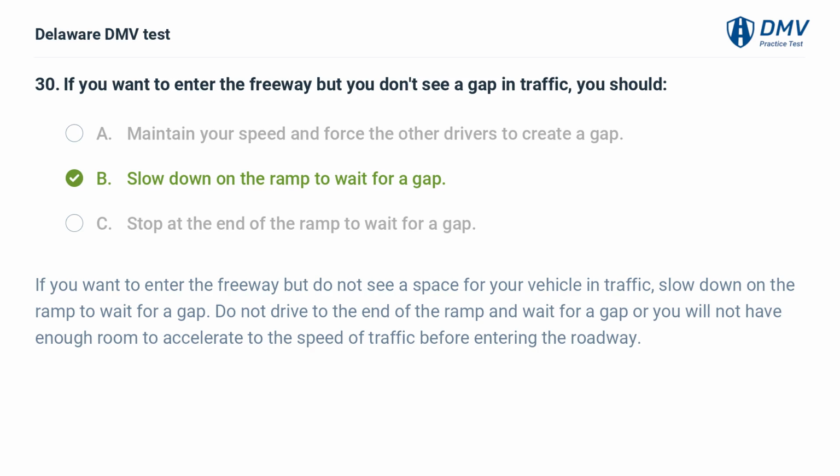If you want to enter the freeway but do not see a space for your vehicle in traffic, slow down on the ramp to wait for a gap. Do not drive to the end of the ramp and wait for a gap or you will not have enough room to accelerate to the speed of traffic before entering the roadway.